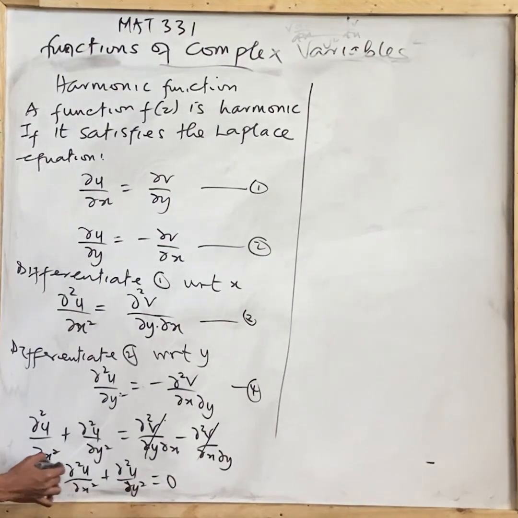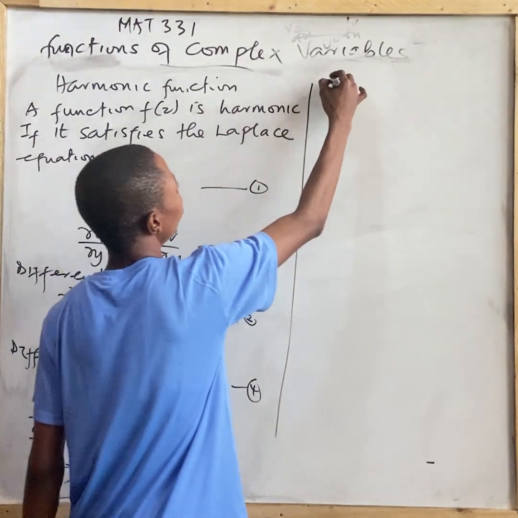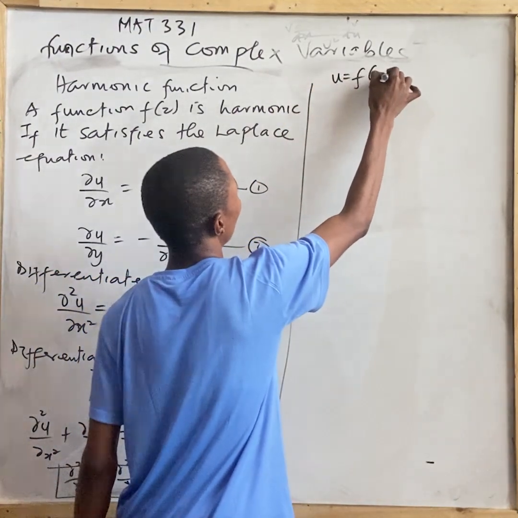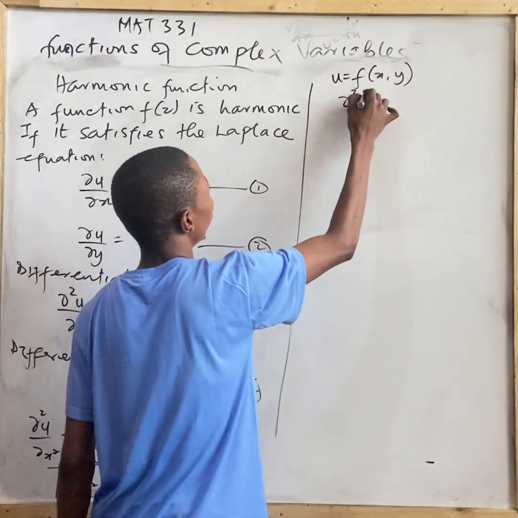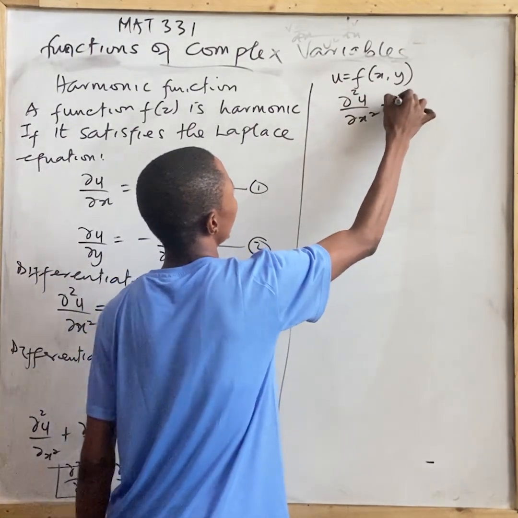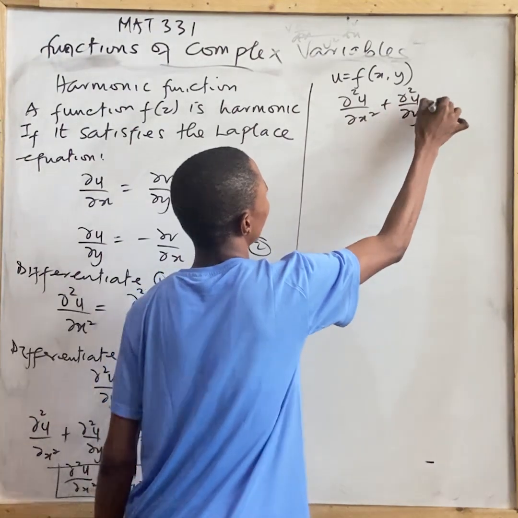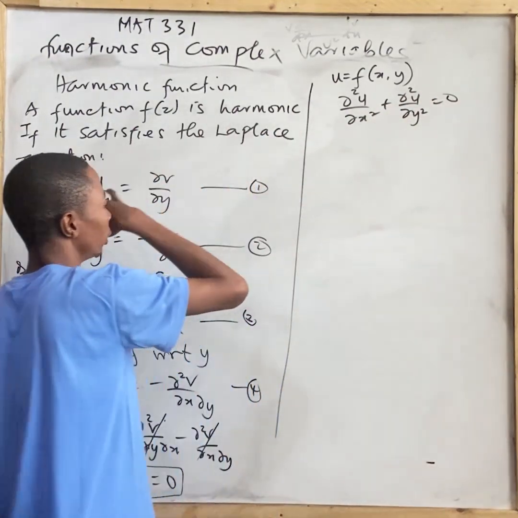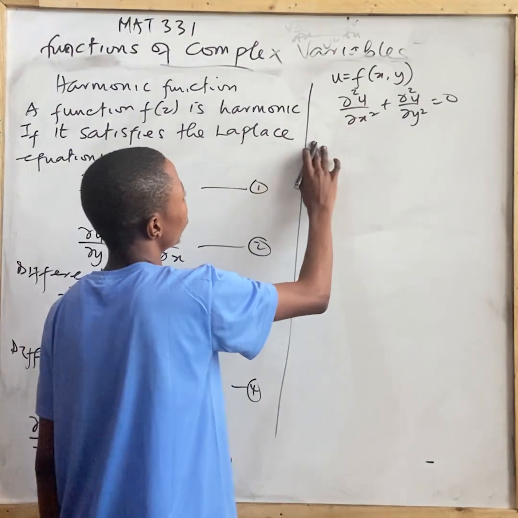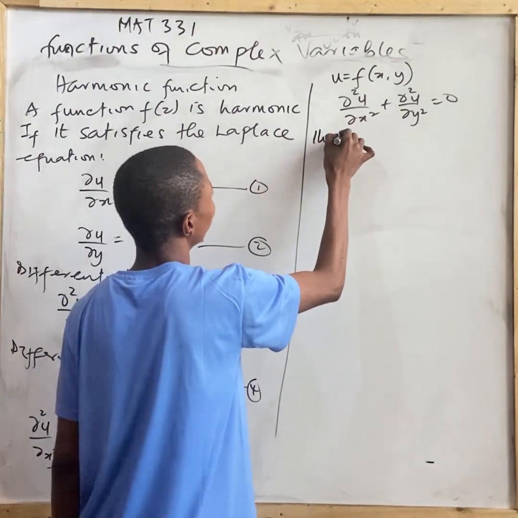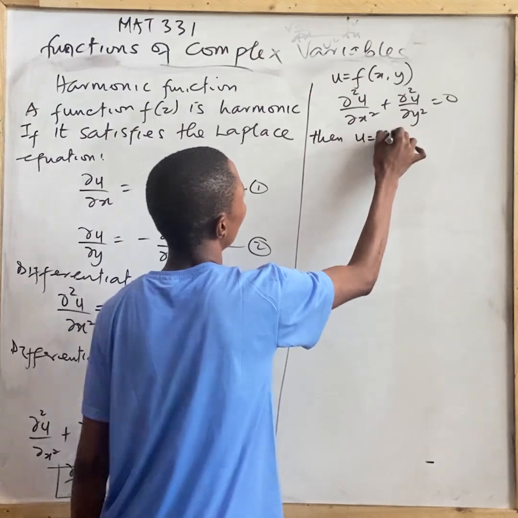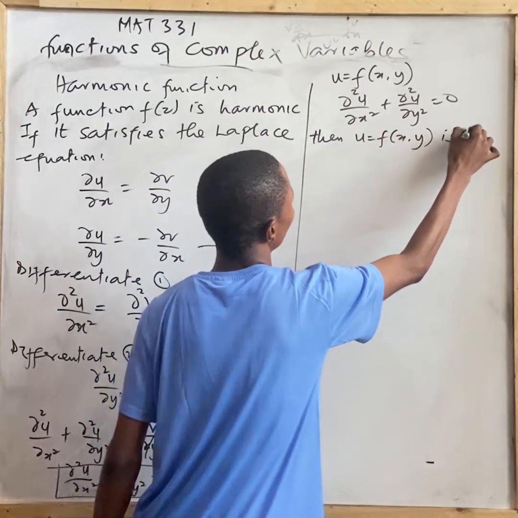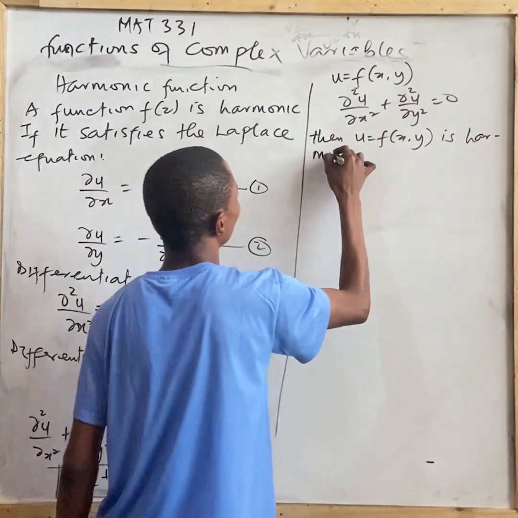So this is the Laplace equation they are talking about. So any function that satisfies this Laplace equation is harmonic. That is, if u is a function of x and y, and d square u dx squared plus d square u dy squared is equal to 0, it means that the function is what? Harmonic. So then u equals f of x, y is harmonic.